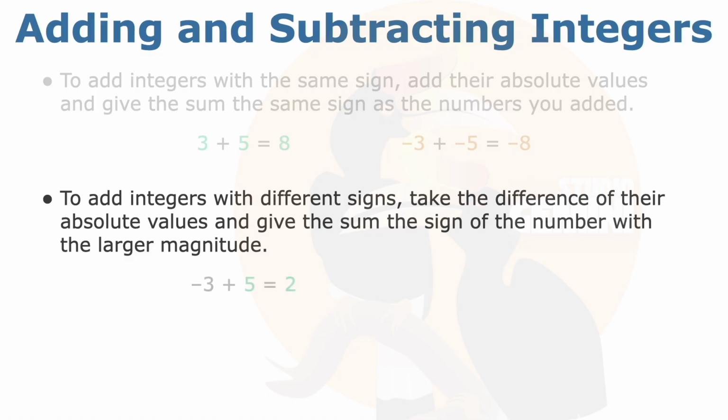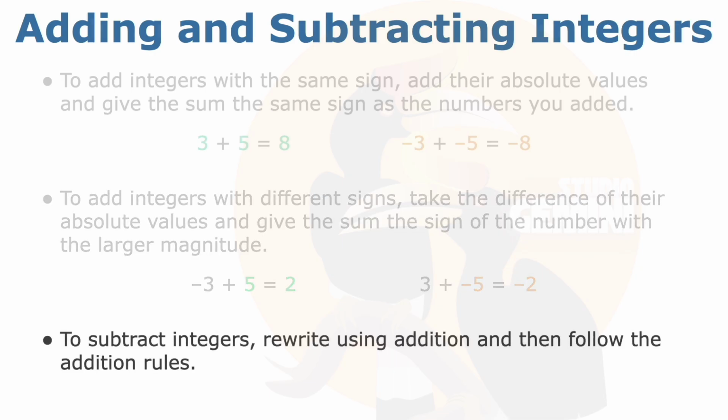So if we had negative 3 plus 5, we would subtract 3 from 5 to get 2, and our answer would be positive since 5 has a larger magnitude than 3, and 5 is positive. If we had 3 plus negative 5, we would again subtract 3 from 5 to get 2, but this time our answer would be negative 2 since negative 5 has the larger magnitude.